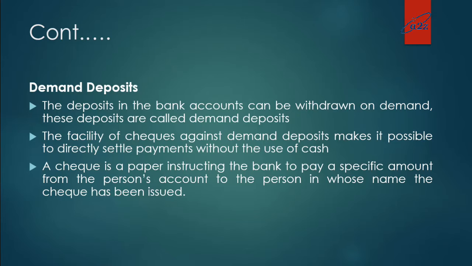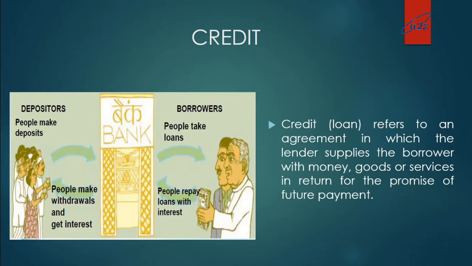Now, what is the meaning of check? A check is a paper instructing the bank to pay a specific amount from the person's account to the person in whose name the check has been issued. These are some modern forms of money.